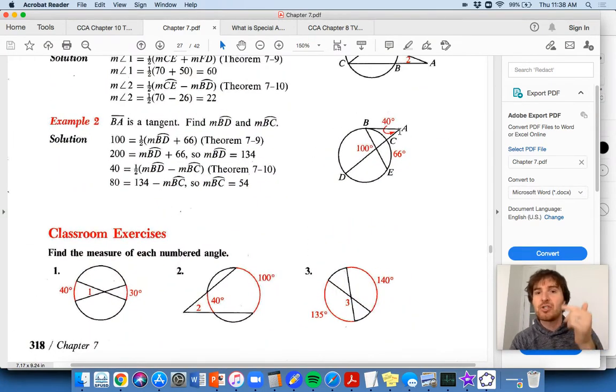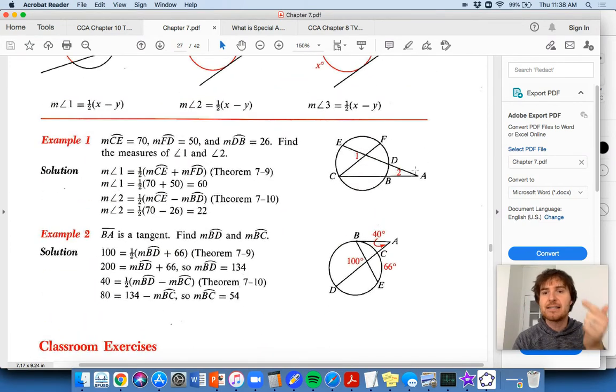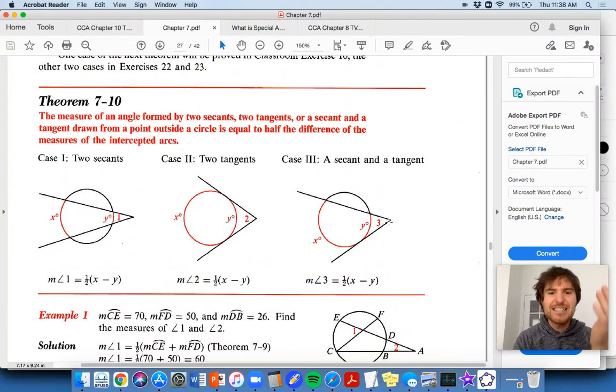Anyways, vertex is inside the circle. Vertex is outside the circle. Vertex is inside the circle. Vertex is outside the circle. Vertex is outside the circle in this theorem right here. So that's all you got to ask yourself when you sit down to do problems like this. Then you're going to pick a formula. That's it, right? And everything's open note this year. Hopefully the formula makes sense.